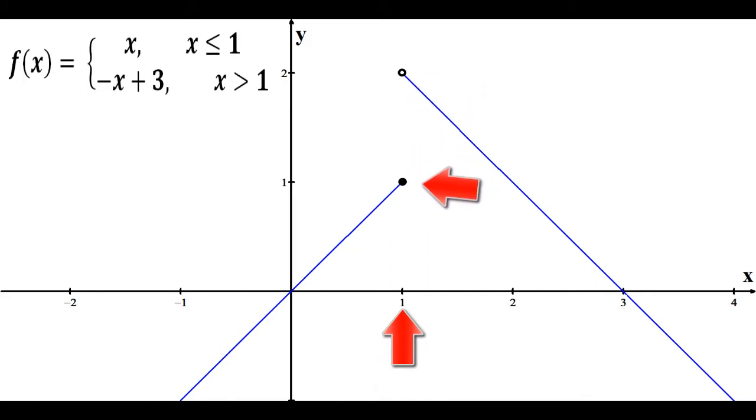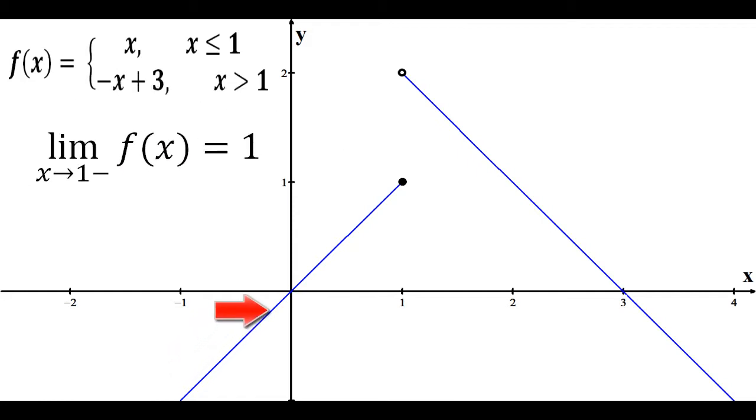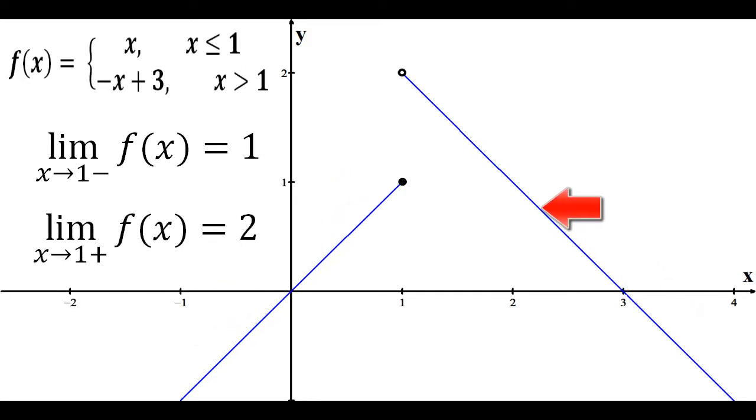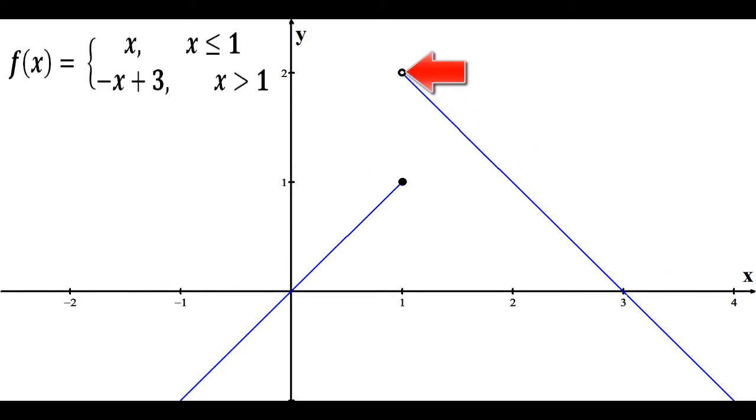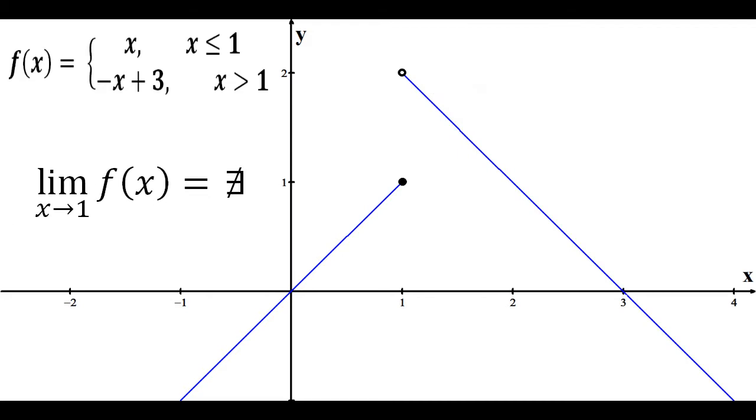Notice that the function is defined at x equals 1, but there is an interesting behavior around this point. As you can easily see in its graph, the limit of f of x as x approaches 1 from the left is equal to 1. However, the limit as x approaches 1 from the right is equal to 2. Therefore, the general limit as x approaches 1 does not exist. And this happens because even though the one-sided limits existed, they were equal to different numbers.